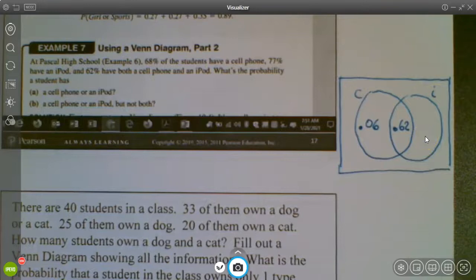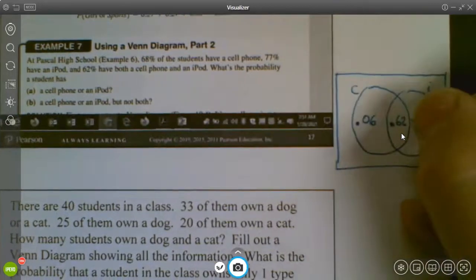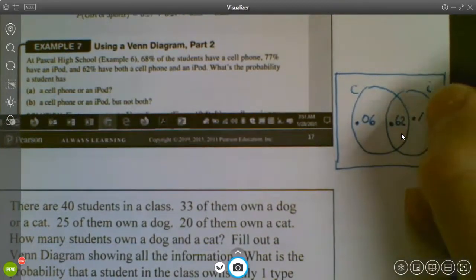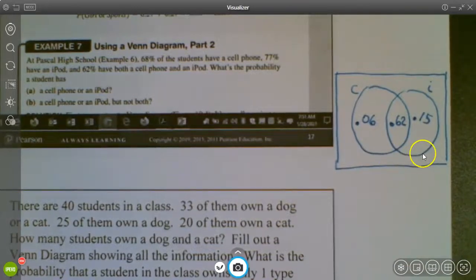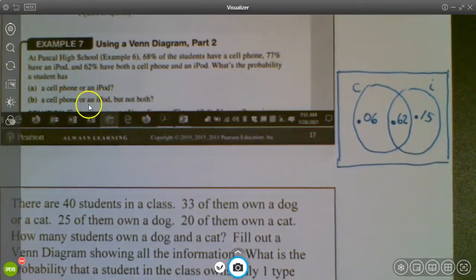Let's do the same thing on the other side. 77% have the iPod, so again, this entire circle needs to represent those 77%. We've already accounted for 62%, so the remaining, and this is where you subtract, the remaining 15% are iPod only. So remember how we would interpret that: 15% of the students have an iPod and do not have a cell phone. This is who has both. This is who has cell phone but not iPod. We always want to interpret that because depending on the question they ask, we want to be able to know what these numbers represent.